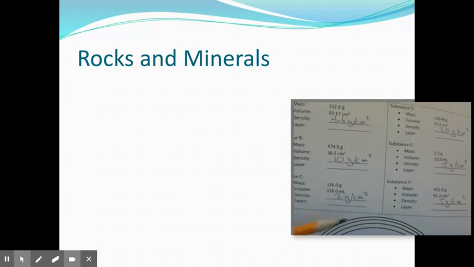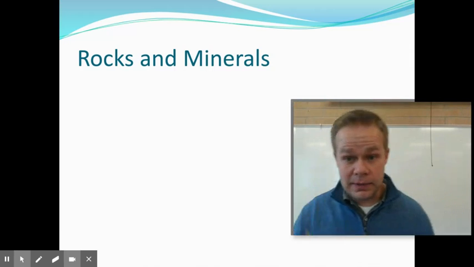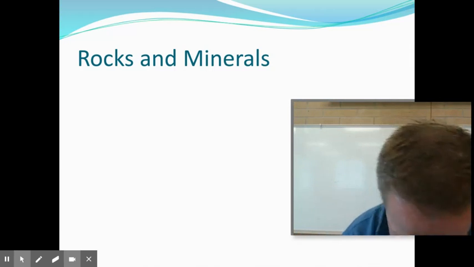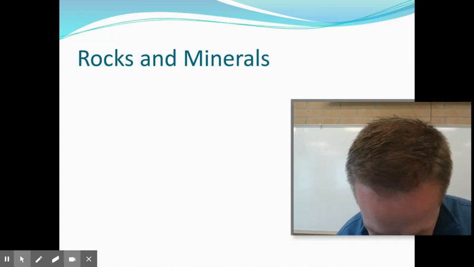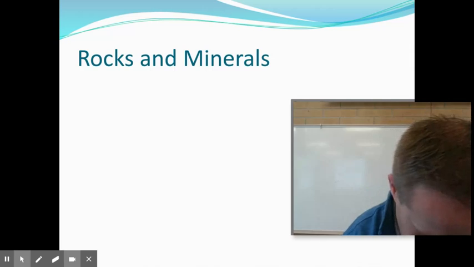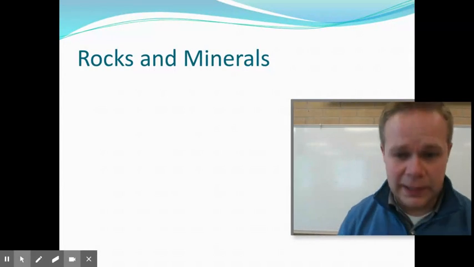Oh, except for this one, C and E shouldn't be per cubic centimeter. My mistake. What should they be? They should be grams per milliliter. I was going a little too fast there. Make sure the units line up.